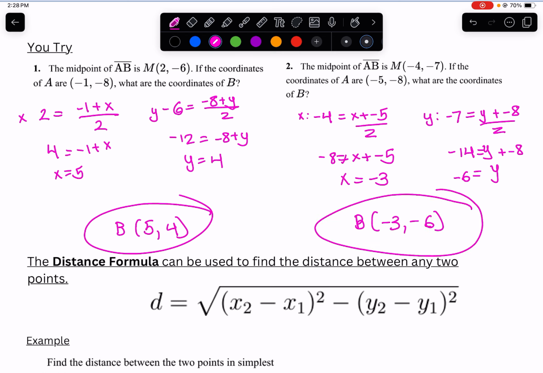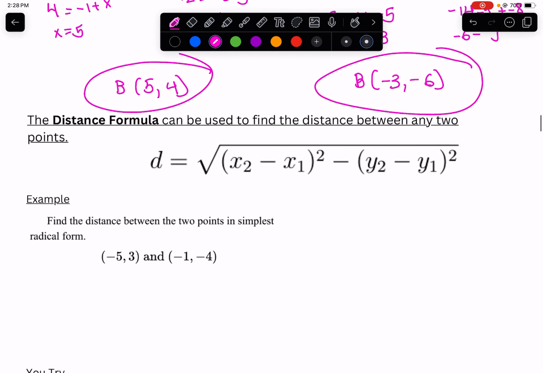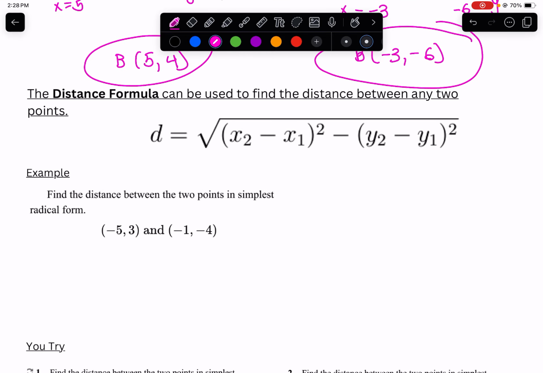So that was a review of the midpoint formula. The distance formula is very similar. So this is to find the distance between any 2 points. So again, we're using the formula. You're taking the square root of the difference of your x's squared, subtracting the difference of your y's squared. So again, all we really have to do is know the formula and then plug in.